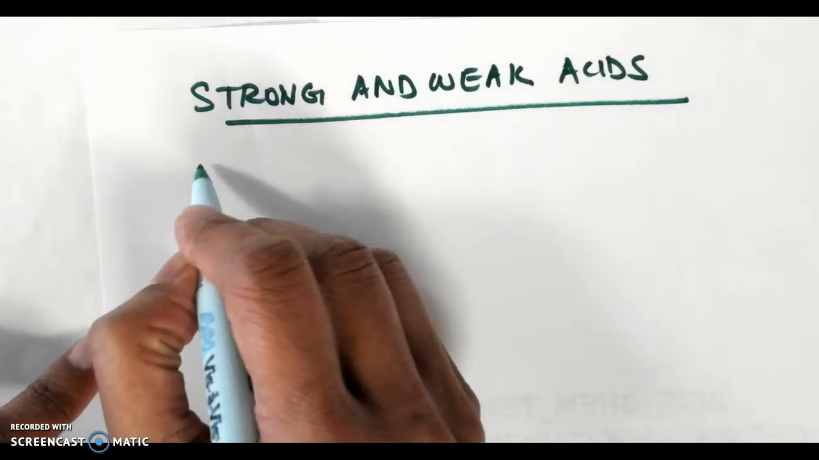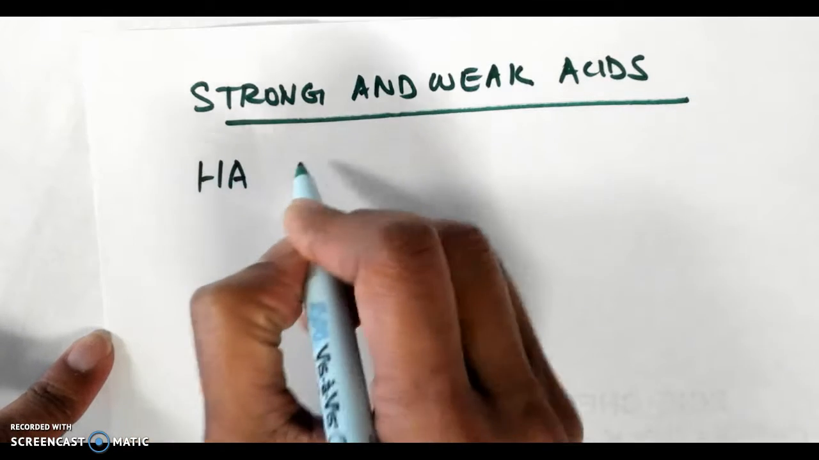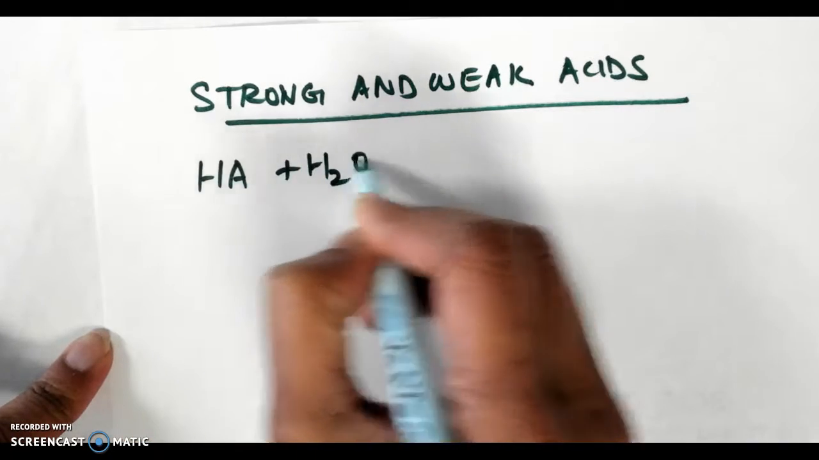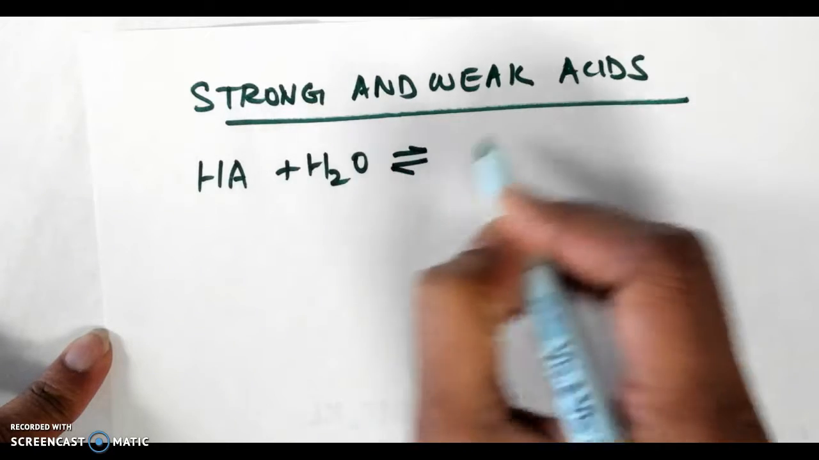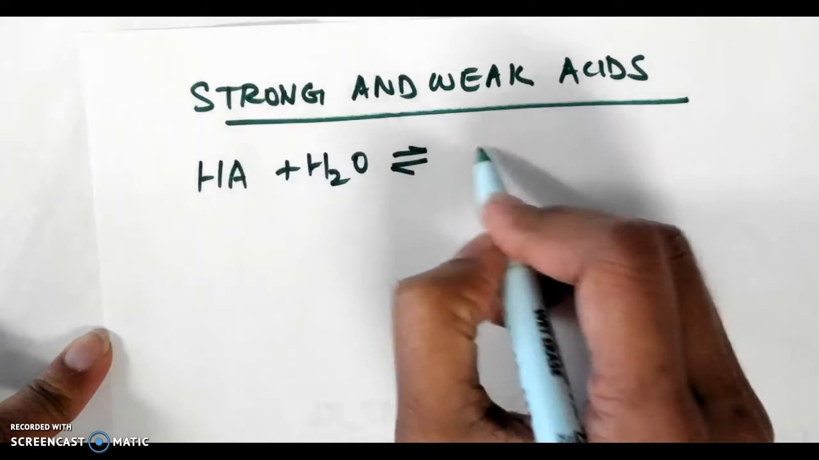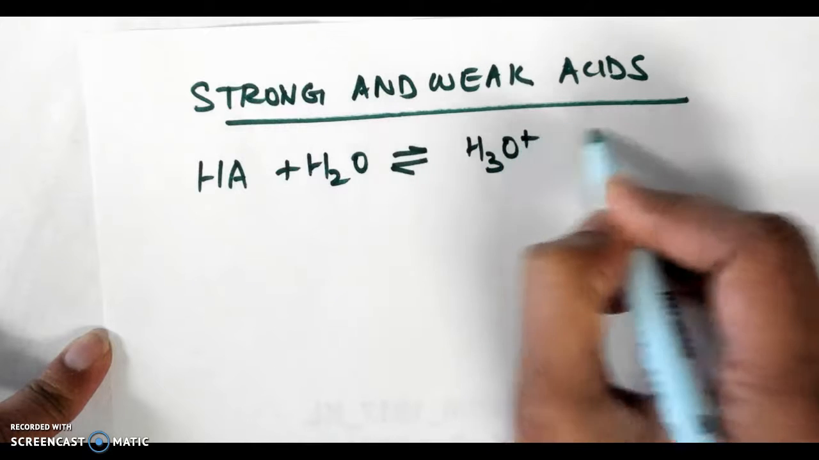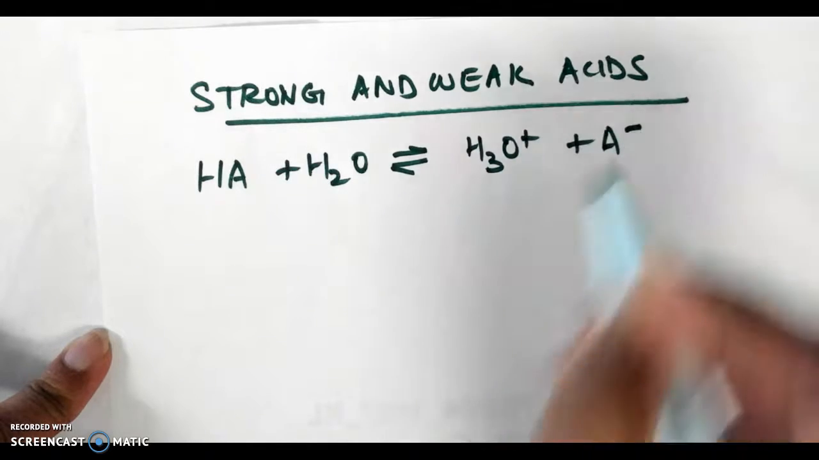A generic formula for an acid would be HA. When dissolved in water, it should provide H plus ions. So we get hydronium and the anion.